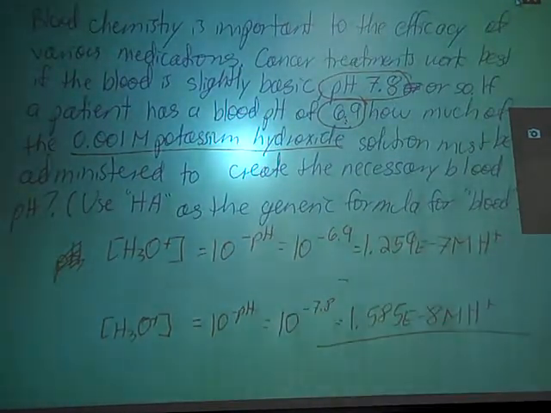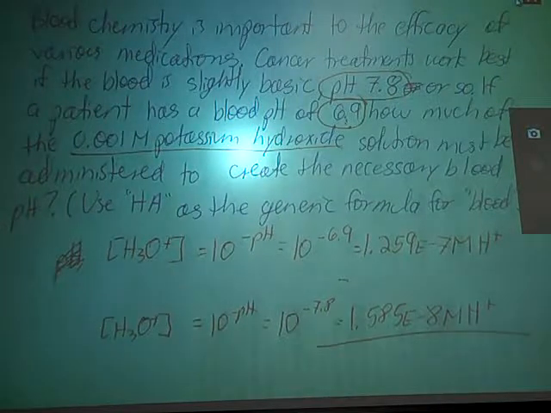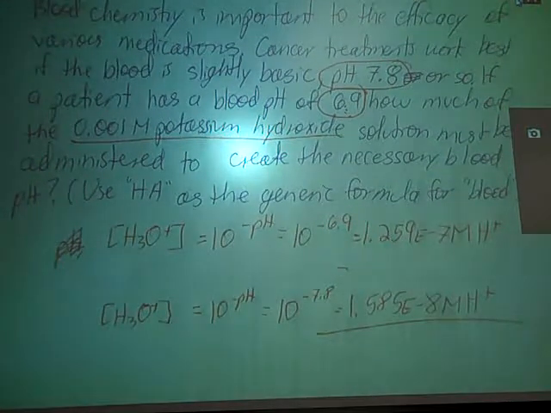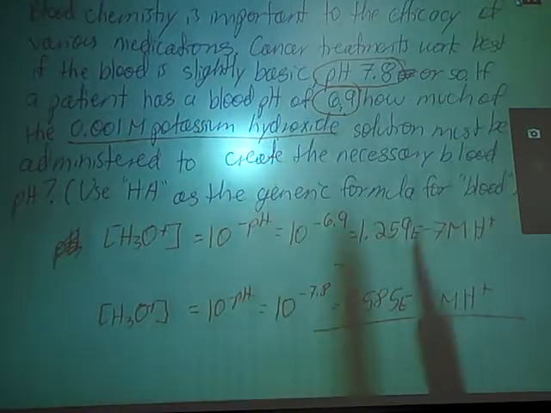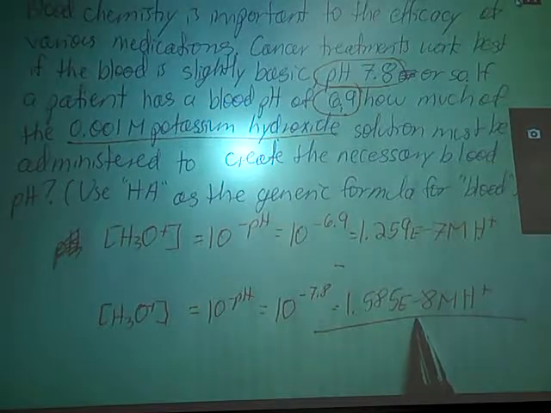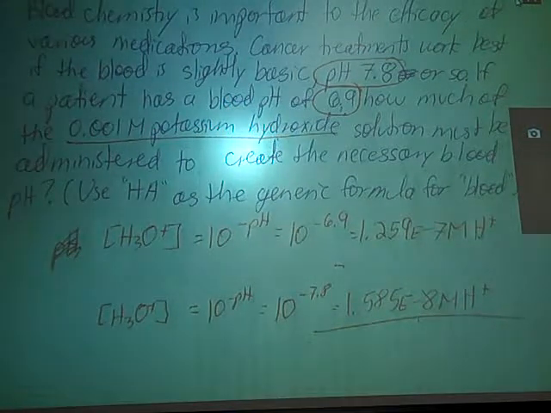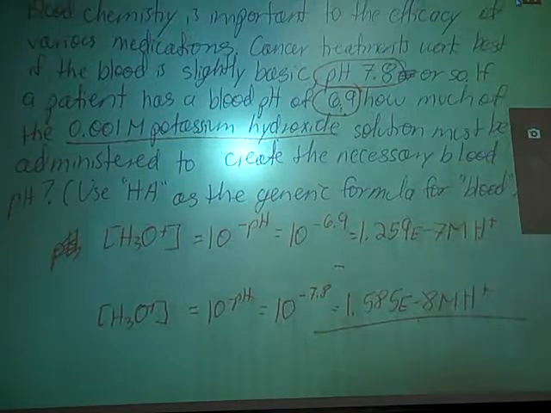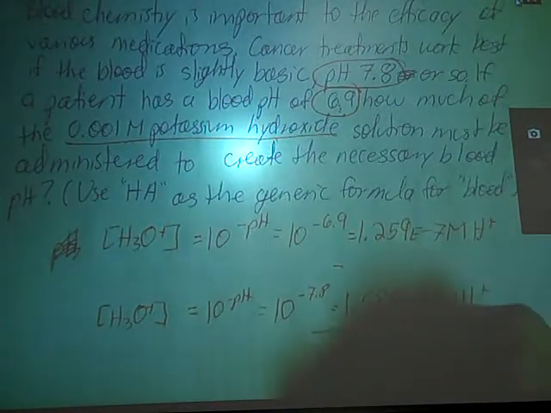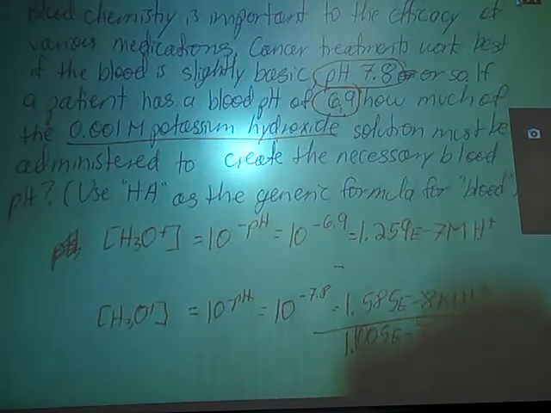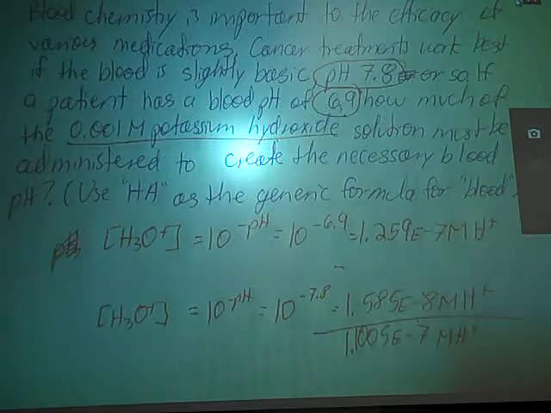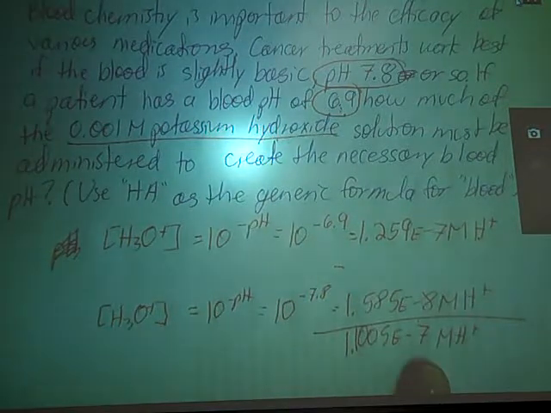So notice to do this, my amount of hydronium has to go down, and the only way we can do that is by binding up my H plus with the OH from my base here. So that means I need to figure out how much H plus do I need to get rid of? How much do I need to lose? So I'm going to subtract these two numbers that I've gotten. Excuse me. So this is how much H plus I need to get rid of.